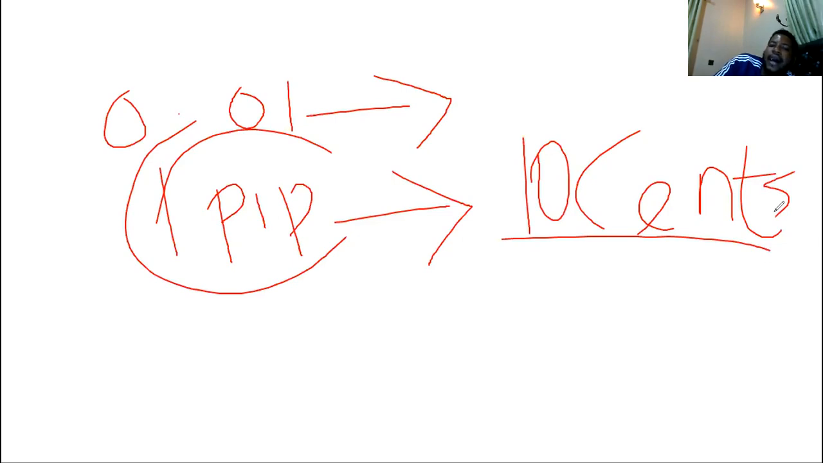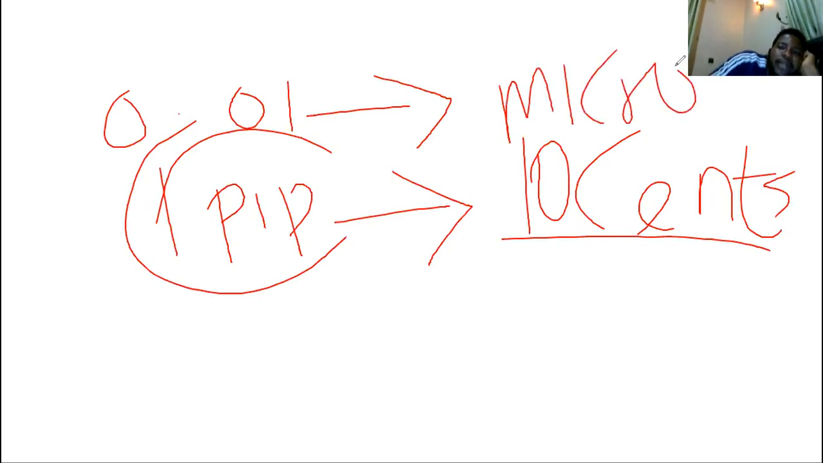So that means 0.09 is going to be what? 90 cents. Okay, that's 90 cents per pip. Same way, 0.05 will be what? 50 cents per pip. Okay? So this is 0.01 for micro lot.